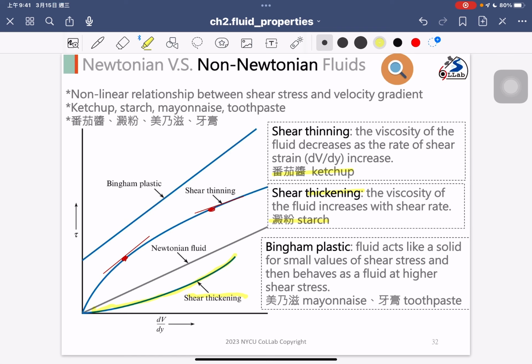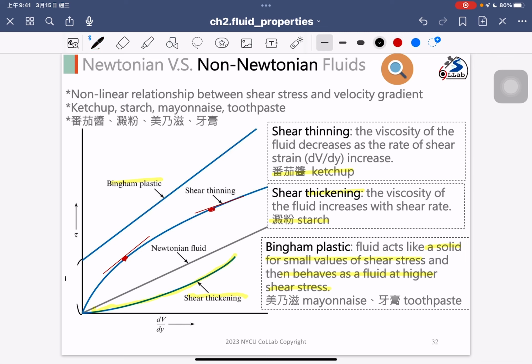Okay, so the final one is the Bingham plastic, which acts like a solid. You see, like a solid at first when the shear stress is small, but then behaves as a fluid at higher shear stress. So if you focus on the line in here, this is a Bingham plastic. And as you can see, there is a jump.